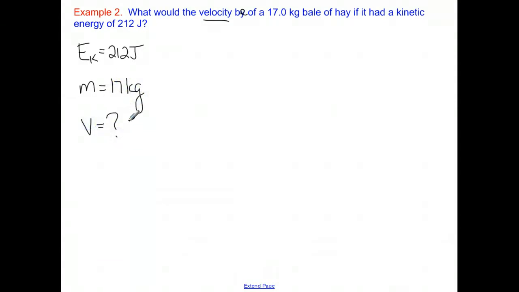Now this one gets a little tricky because remember in our formula, and I'll put the formula down, mv squared divided by 2. Our velocity is squared, so if we're solving for velocity, we're going to have this extra step in here that tells us we got to get rid of this squared sign. So let's put our numbers in and see what that looks like.